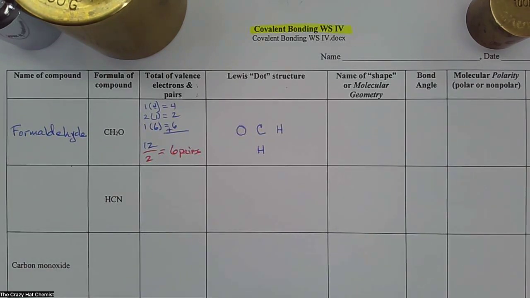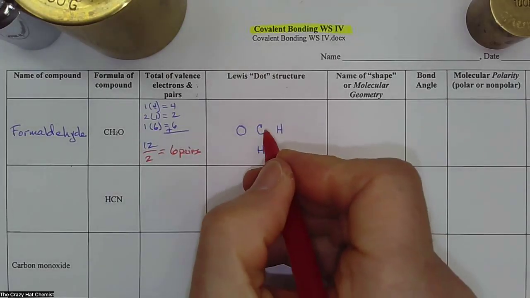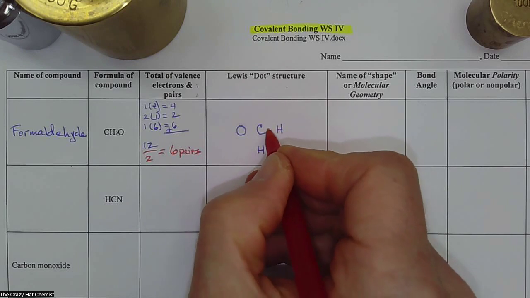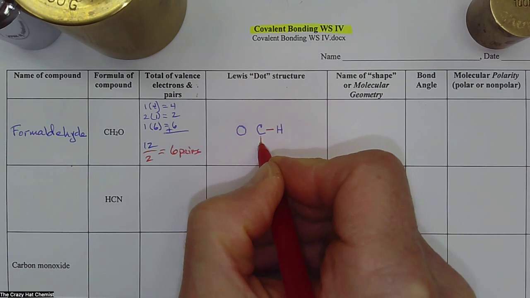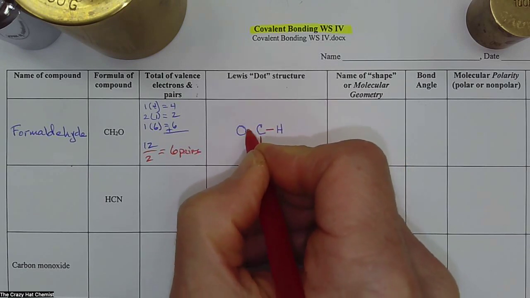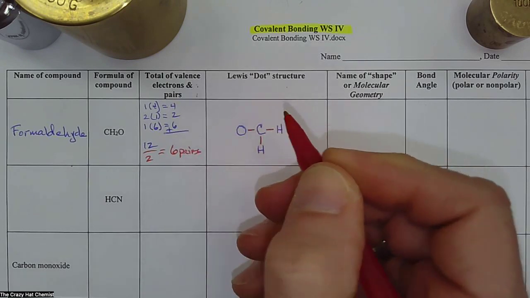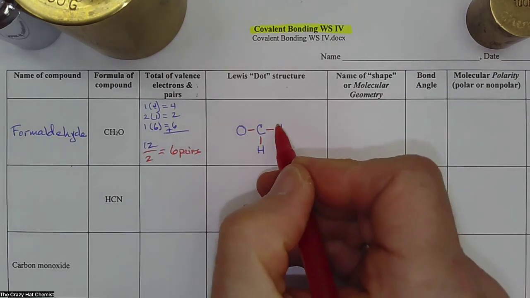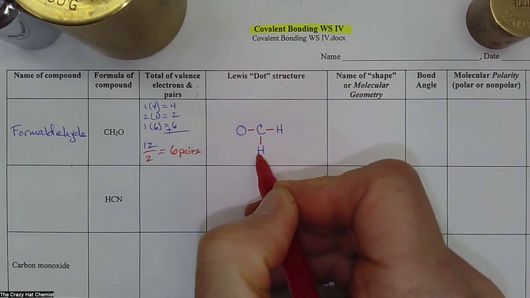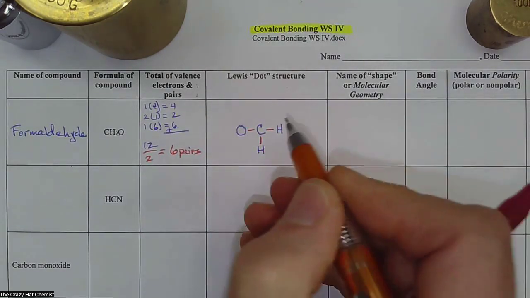Now what we're going to do is place electrons as is appropriate. According to the rules, we're going to place bonding pairs of electrons between the central atom and the outside atom. Central atom, outside atom. The next rule is to place lone pairs of electrons on the outside atoms. And you cannot place lone pairs on the hydrogens. Why not? Because hydrogen follows a duet rule.